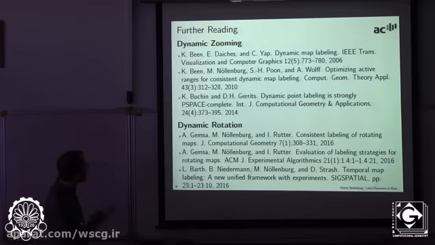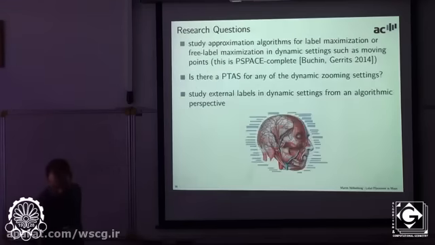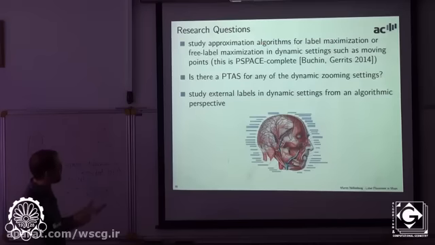Okay, so this is again the references where you find some of the papers. I mean, Kevin is not here, but he has also worked a bit on dynamic labeling, showing that it's PSPACE-complete even. And some open research questions. One is that I mentioned already, to study approximation algorithms further. For example, a PTAS for the dynamic zooming, which is still open, or use other kinds of approximation algorithms for problems like free label maximization, which is slightly different.